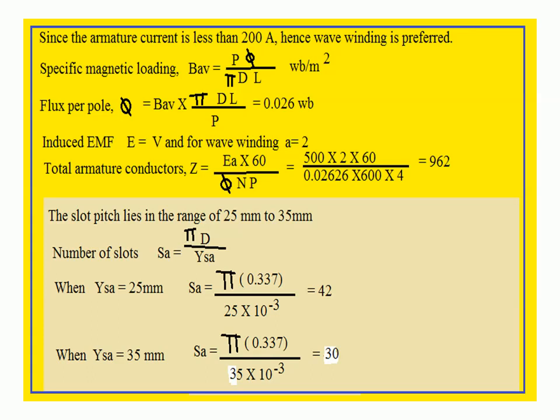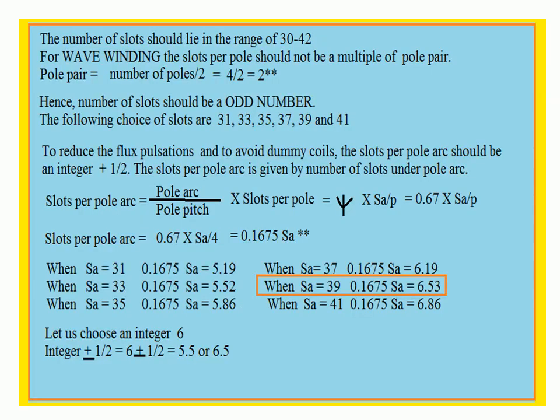Now the next part is the design of armature winding. The slot pitch lies in the range of 25 to 35 mm. By using slot pitch equal to pi D by S, the same as in the induction motor, here for the armature, calculate the number of slots for the first condition 25 mm and the second condition 35 mm. Hence we get the range: the number of slots lies between 30 to 42.